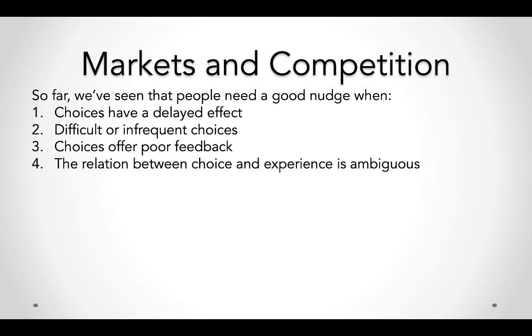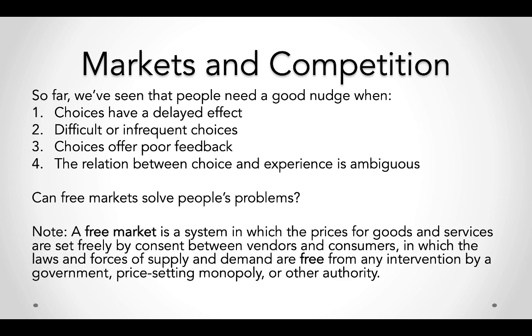When the relation between choice and experience is ambiguous, we don't know whether an experience was caused by a certain choice, and we don't know how to assign the relation. So the question that we're trying to discuss in this lecture is, can the free market solve people's problems and maybe eliminate the need for nudges?